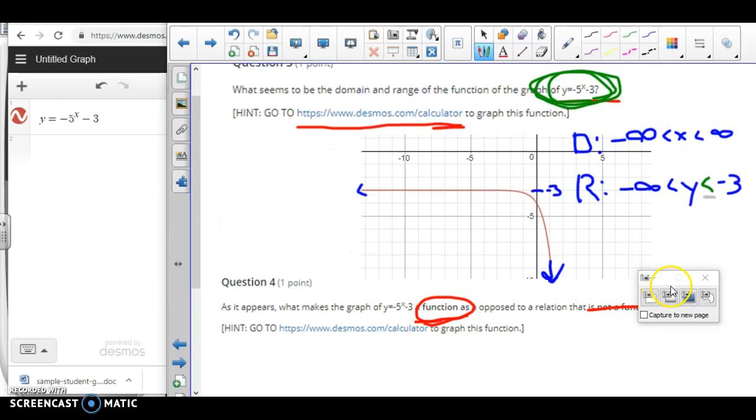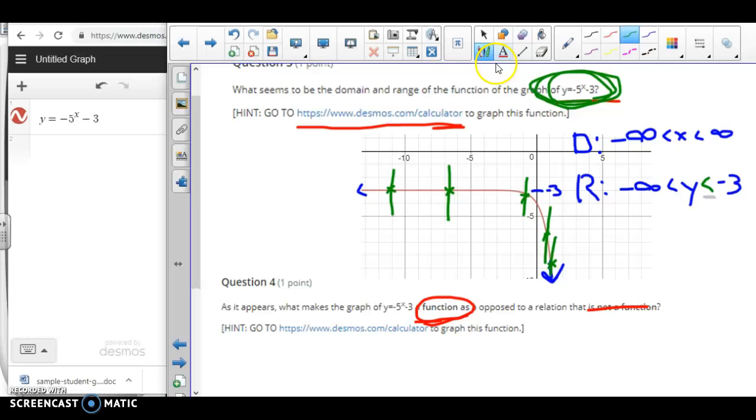All right, next thing is talk about whether or not this is a function. It is a function because a function passes a vertical line test no matter where you draw a vertical line. Okay, you're only going to cross through this graph one time. Even here, they're only crossing through one time because it's kind of moving to the right.